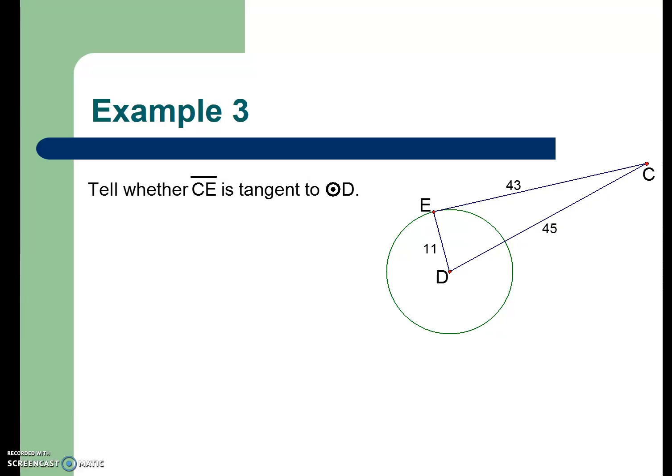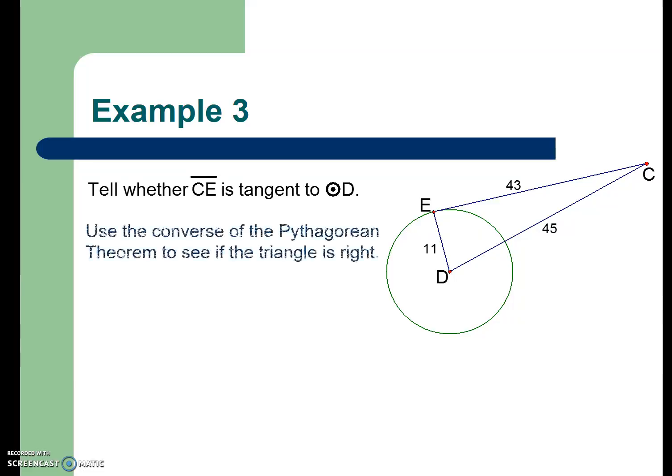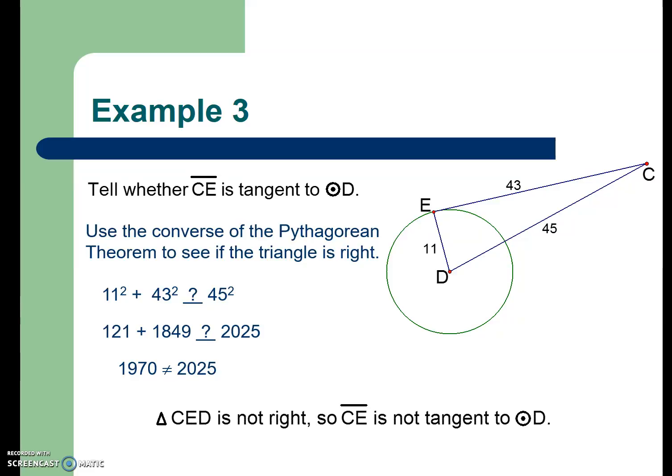Well, thinking back to this, we have a triangle. Thinking back to Unit 6, we showed whether or not something was a right triangle by using the Pythagorean theorem. So we're going to use the converse of the Pythagorean theorem. Since 45 is the longest, that's the one we're trying to make sure is the hypotenuse. That's going to go in for C. So I do 11 squared plus 43 squared and compare it to 45 squared. And what I see is that 11 squared plus 43 squared is 1970. This is not equal to 2025. Therefore, this is not a tangent.